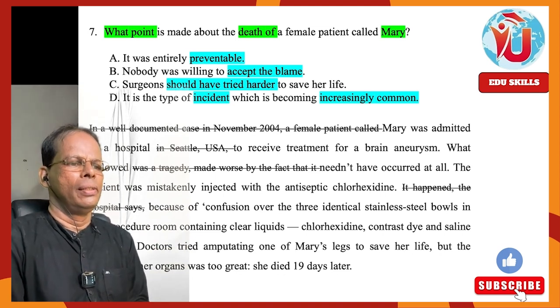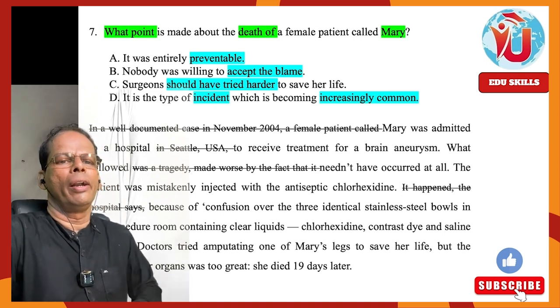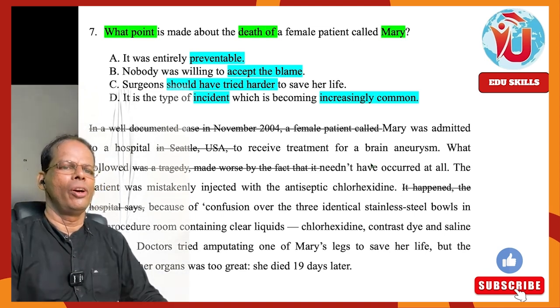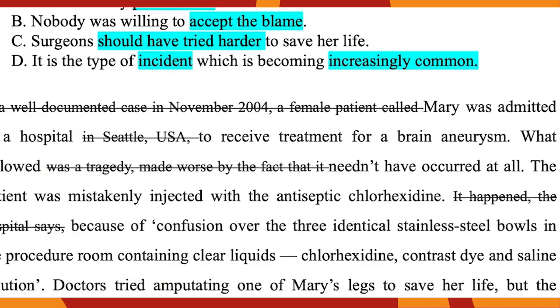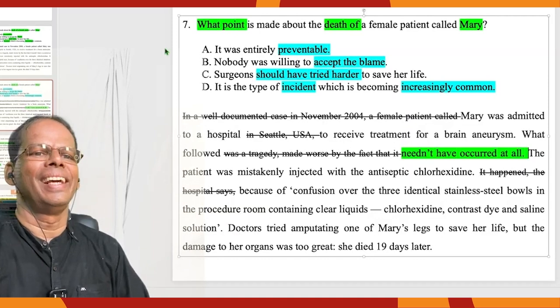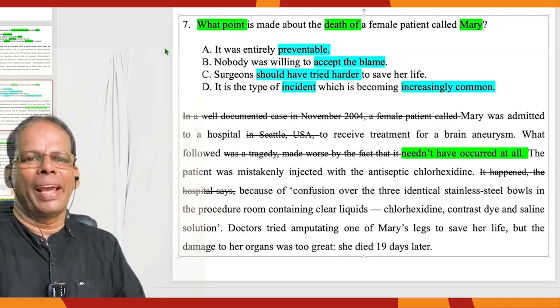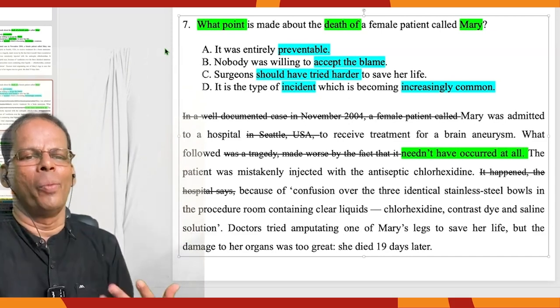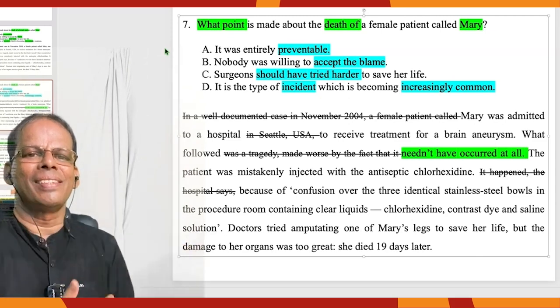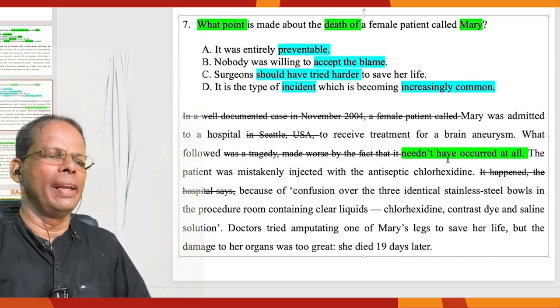What followed was a tragedy is also not exactly required, need not have occurred at all. Is there any synonymous expression in the options? Entirely preventable. Entirely preventable, need not have occurred at all. That is the synonymous language. This is the beauty you get when you have the competency. When you understand the synonymous expressions, then as you glance through, you will easily get it.